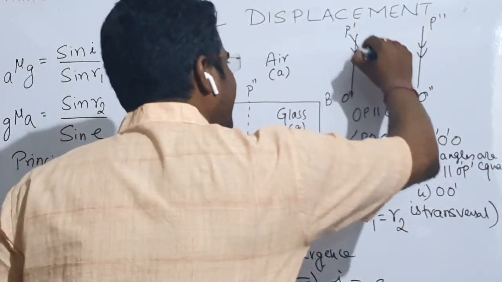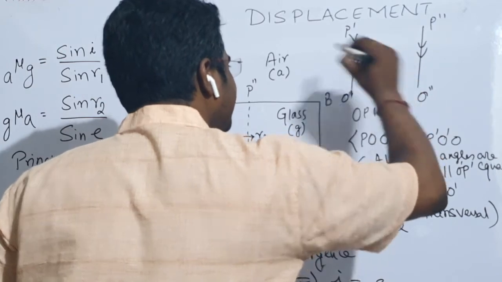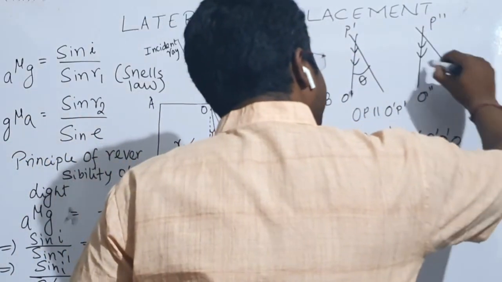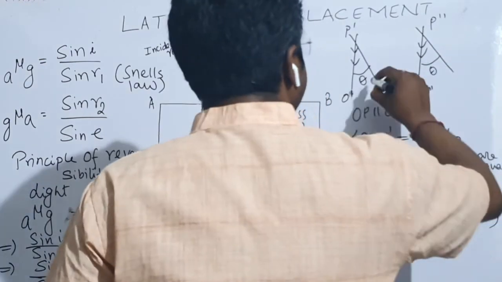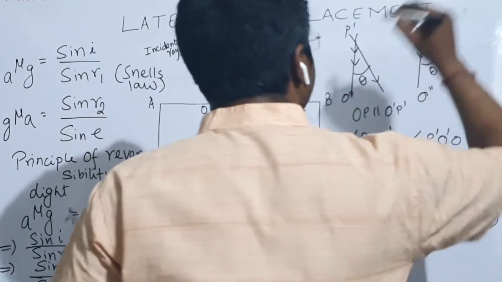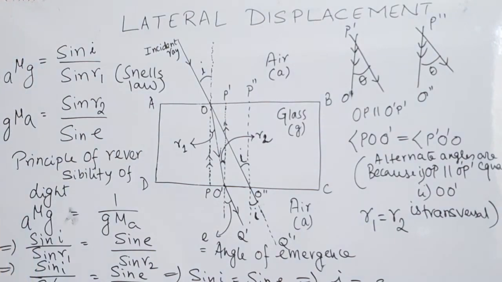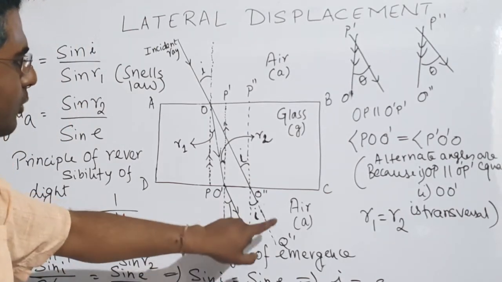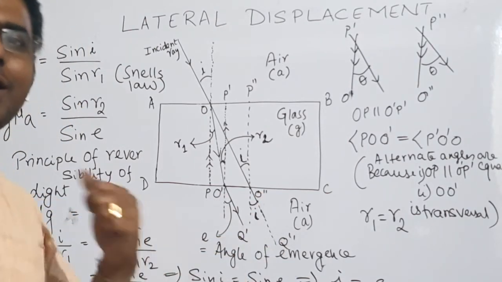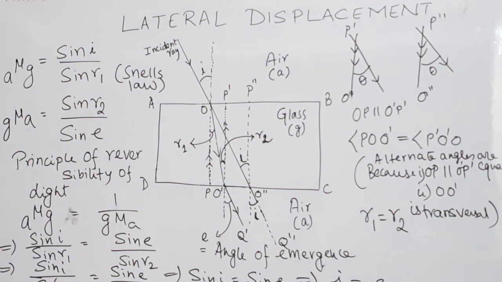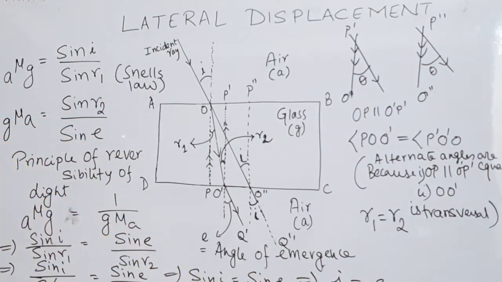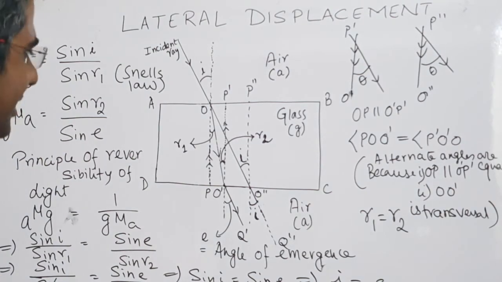Now if I make an angle theta with this, okay, and if I make the same angle theta with this, then isn't this two line is also parallel? Has to be, right? It has to be. So these two lines, that is O dash Q dash and O double dash Q double dash, is also parallel. Okay, that's what I wanted to say. The incident ray and the emergent ray are parallel to each other.